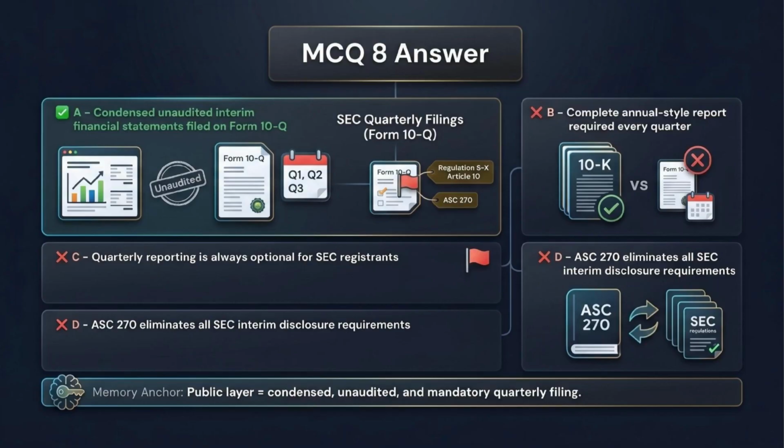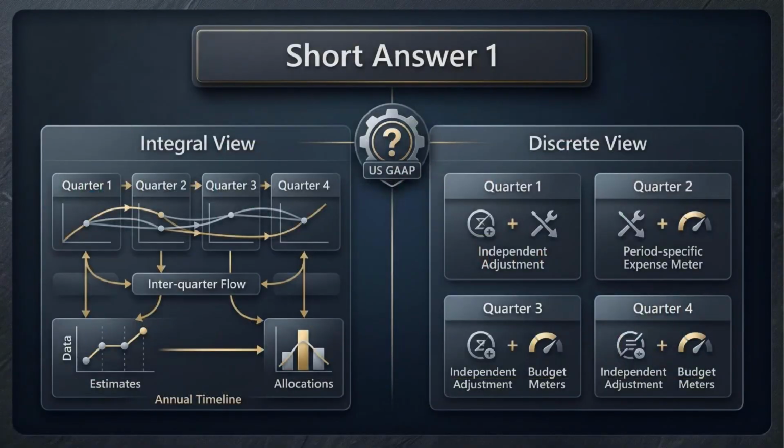Option D is wrong because ASC 270 does not eliminate SEC interim disclosure requirements. The public reporting layer is condensed, unaudited, and mandatory. Short answer 1 asks you to explain the difference between the integral view and the discrete view of interim reporting. Build your answer around the reporting period logic.